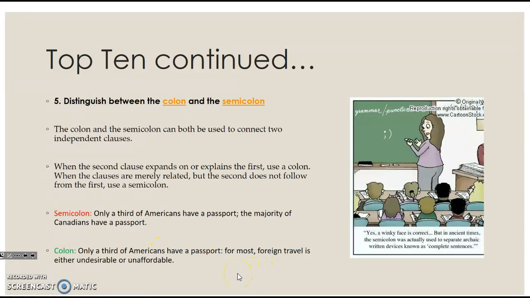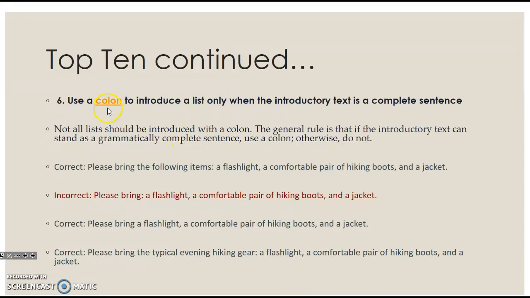You can also use the colon whenever you are introducing a list. So I included this as the next punctuation rule on the top 10 list. So use a colon to introduce a list only when the introductory text is a complete sentence. So when the first clause is a complete sentence, then you use a colon. So not all lists should be introduced with a colon.